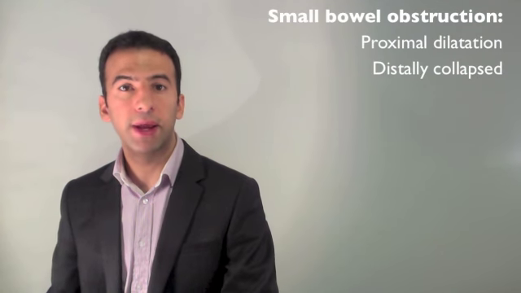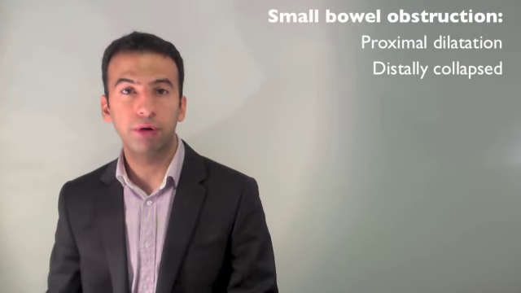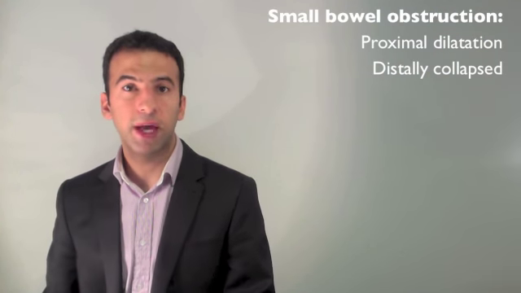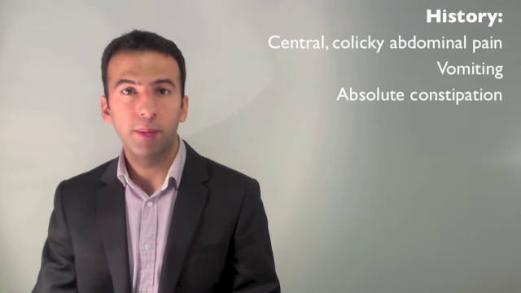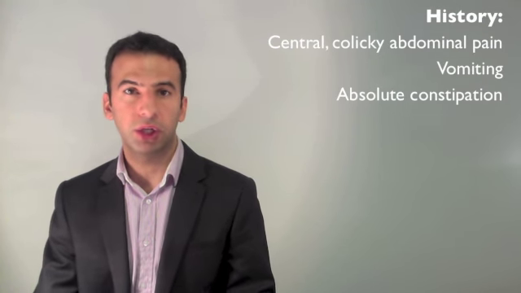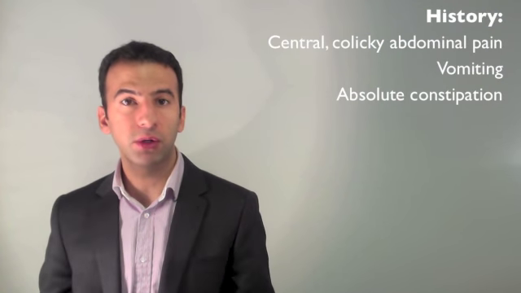Well, we're at the end of the video now, so let's just recap on what we've learned. Firstly, small bowel obstruction is obstruction of the lumen where you get distal collapse and proximal dilatation. So patients present with abdominal pain that's central and colicky, vomiting and absolute constipation. Often they will also be bloated.